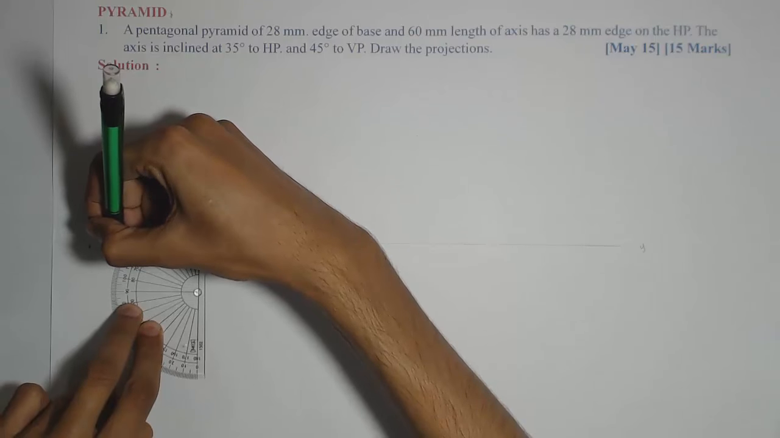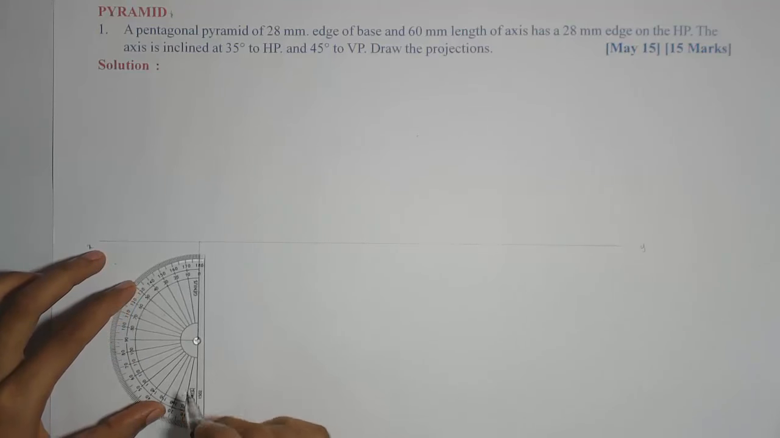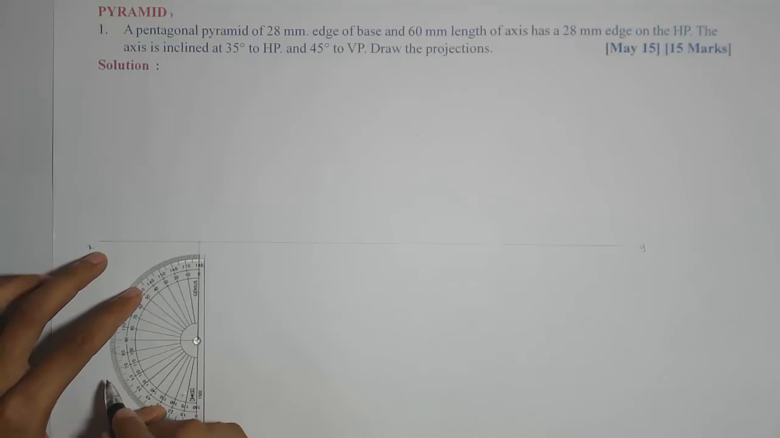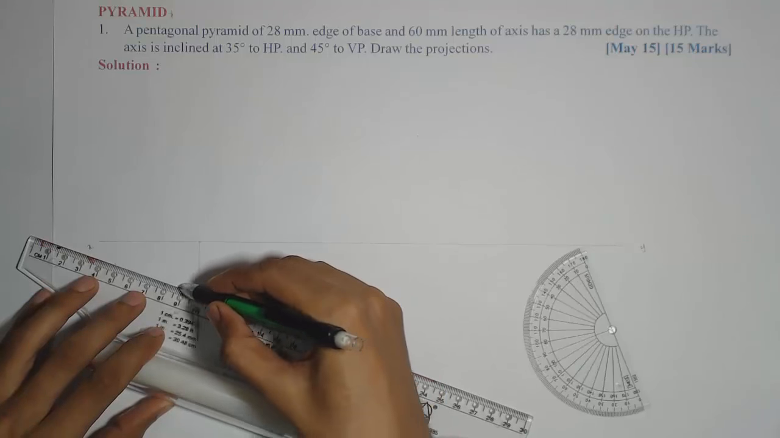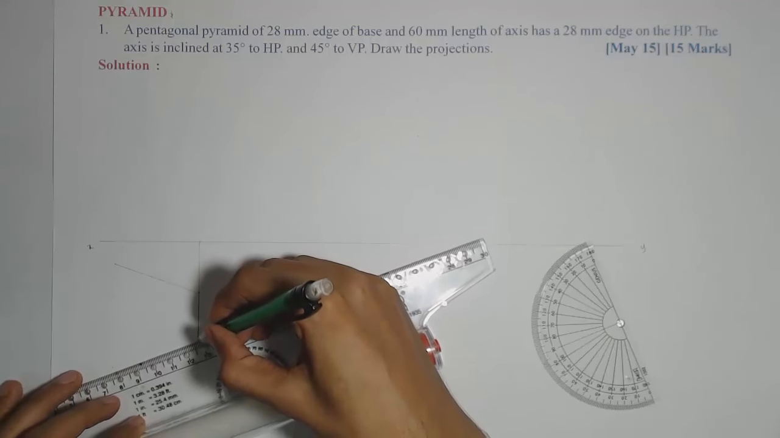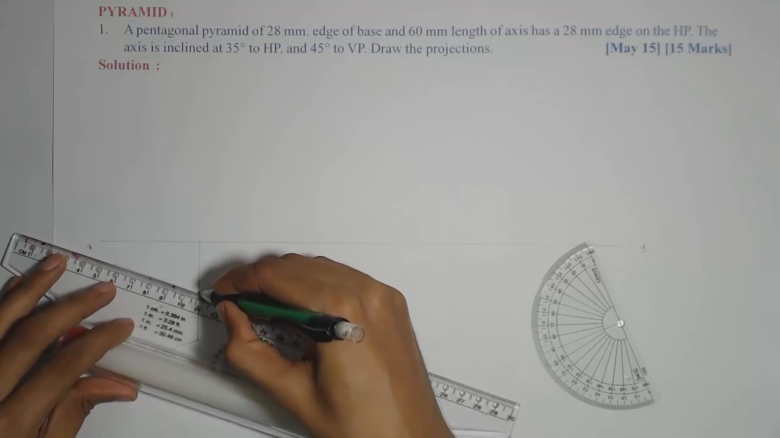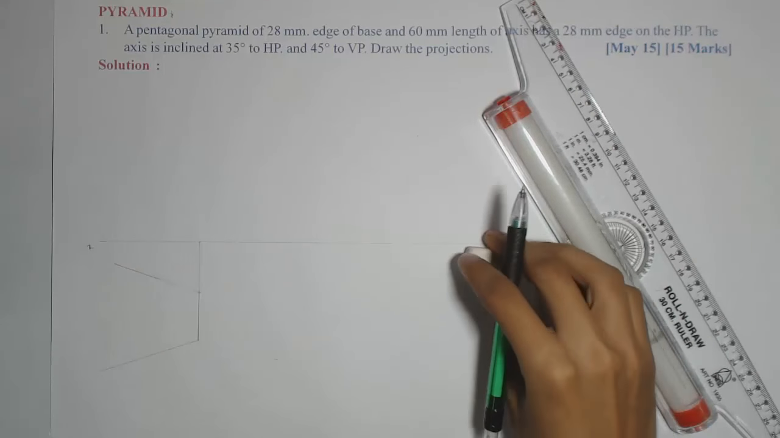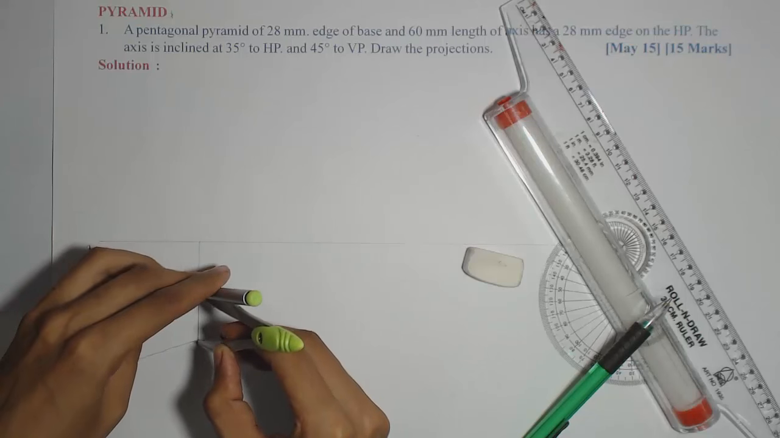Be careful while measuring the angles, 108 and also on this side 108. I will mark 28 mm edges on these two inclinations. We have already done this in previous problems for prism. So you should know how to draw the pentagon.